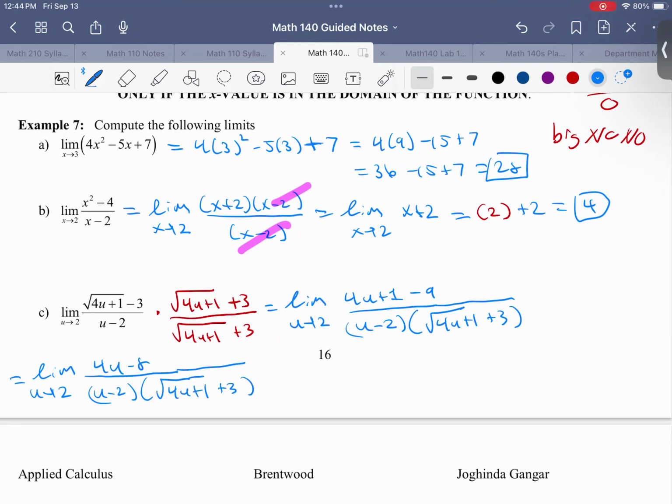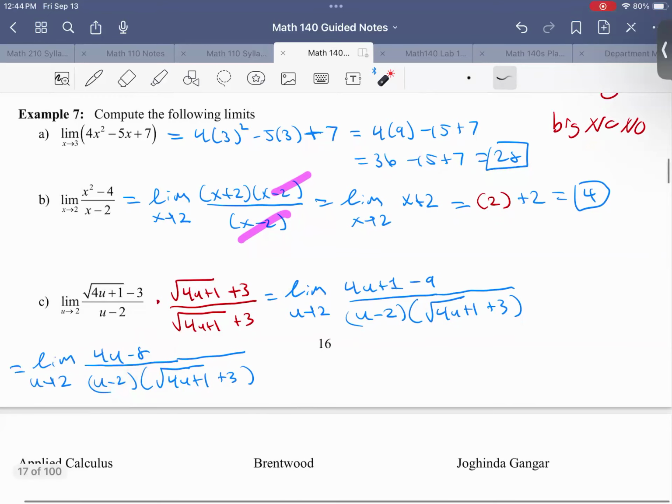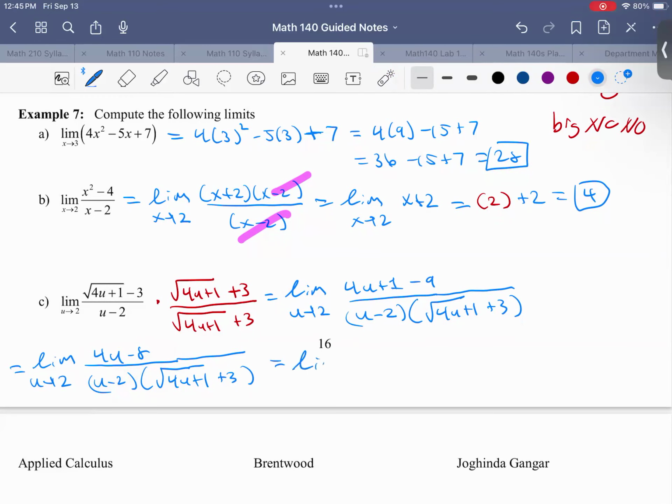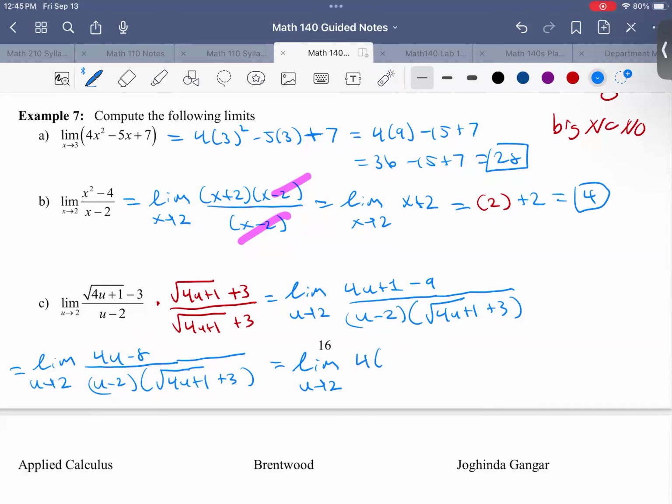Okay, so now we're still simplifying, right? What's one thing these two have in common? 4u minus 8. They have a 2 in common. So what I'm going to do is factor out a 2. I'm sorry, not a 2. They have a 4 in common, and so I factor out a 4. This becomes 4 times u minus 2 all over u minus 2 times the square root of 4u plus 1 plus 3.